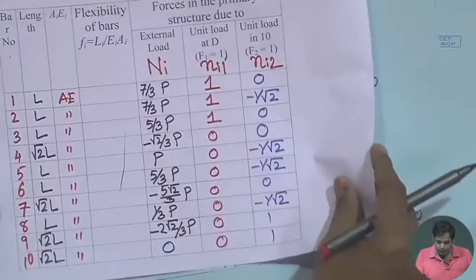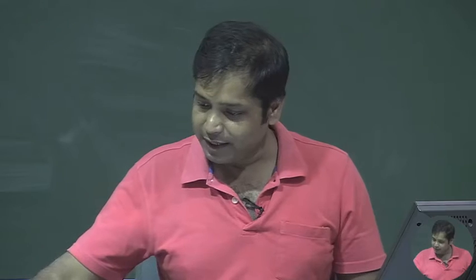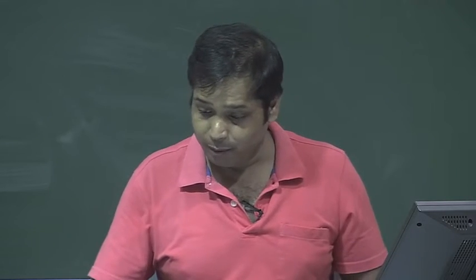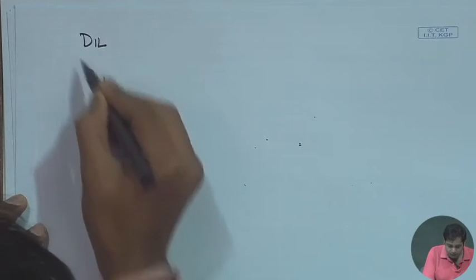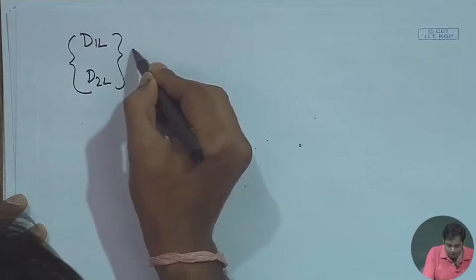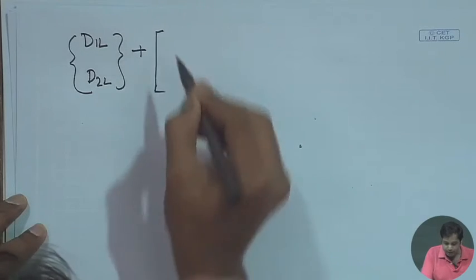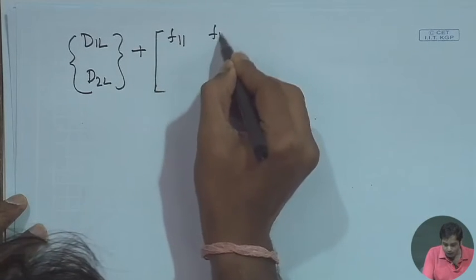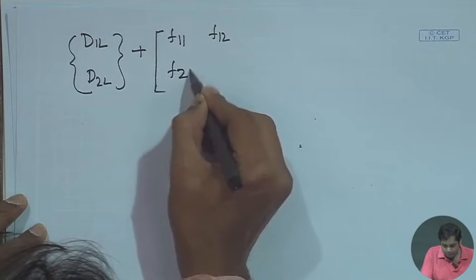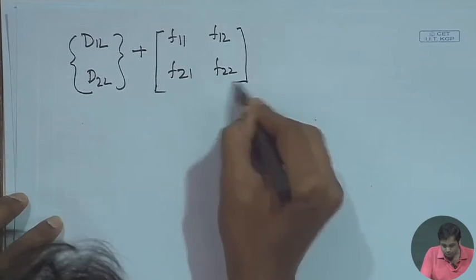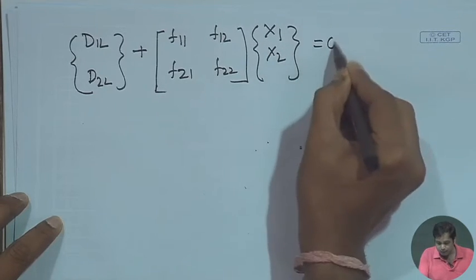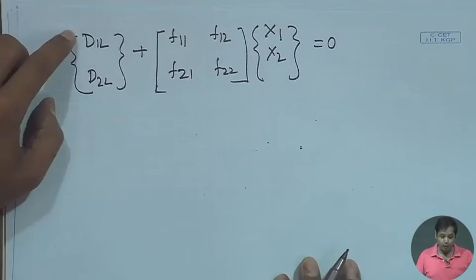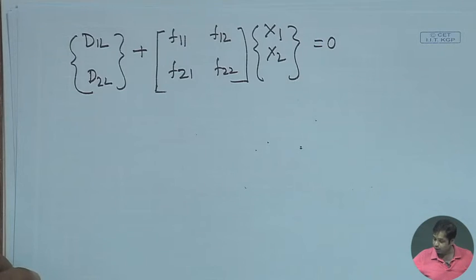Okay. Now, again we can write the flexibility format like this: d1L, d2L, plus F11, F12, F21, F22, times x1, x2, equal to 0. That is the compatibility condition. And what are d1L and d2L?